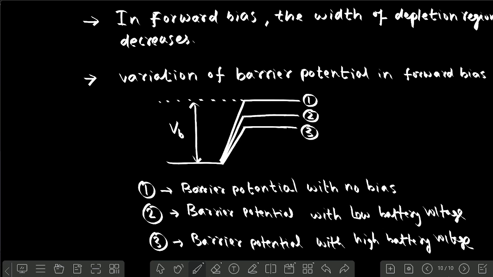Okay, remember this idea please. This is a direct question: how does the width depend on forward bias and reverse bias? In forward bias it decreases, in reverse bias it increases. So now the next point is reverse bias.